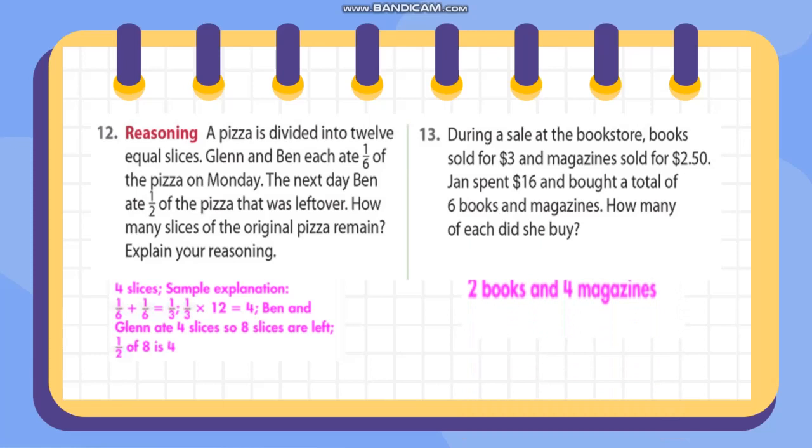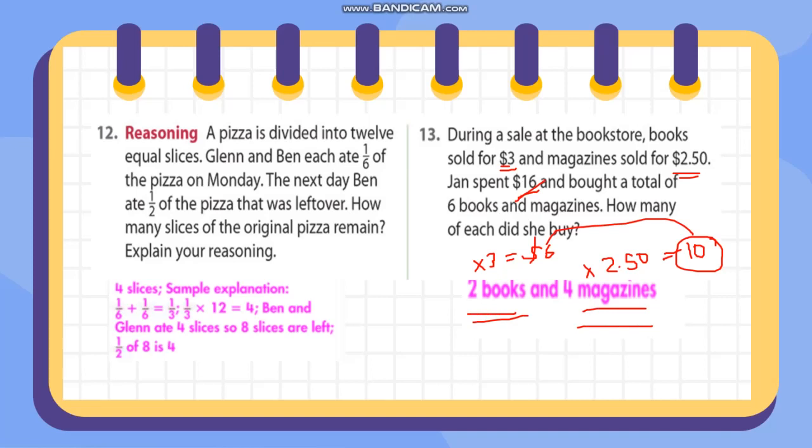Why? Because 2 books sold for $3 each. So if I multiply this by $3, the total that I'm going to pay for 2 books is equivalent to $6. Now, for magazines, each one is $2.50. So 4 multiplied by 2.50 is equivalent to 10. And the total that she paid is equivalent to 16. So 10 plus 6 is $16. That's why 2 books and 4 magazines is the possible answer.